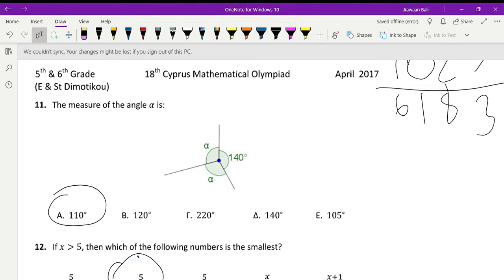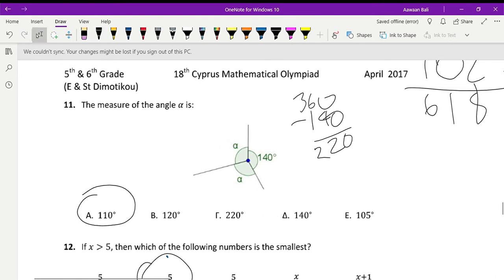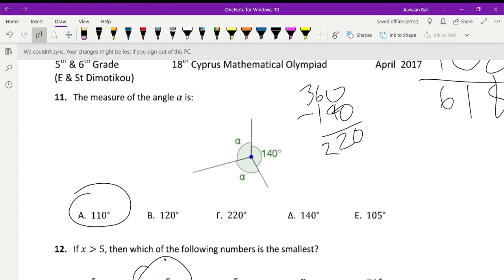Question number 11. The measure of angle A is what? Now basically, we know the angle of a full circle is 360. If we do 360 minus 140, we get 220 degrees. And since these two angles both have the same variable, that signifies that they're equal, which means you can do 220 divided by 2, which is 110. And easily, you get the answer as 110 degrees, which is alpha.